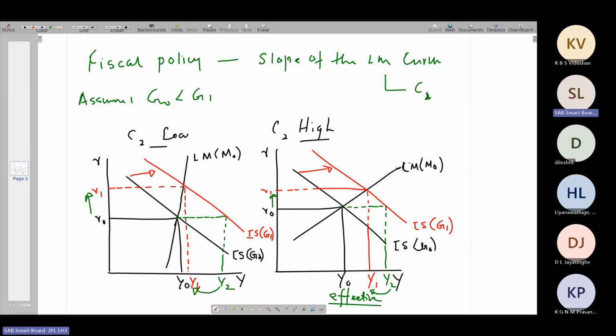Likewise, we can check the effectiveness of the policies based on the slope of the IS and the LM. So the effectiveness of the policy depends on the slope of the IS and LM. We can take steeper and flatter IS and LM curves and check the effectiveness.